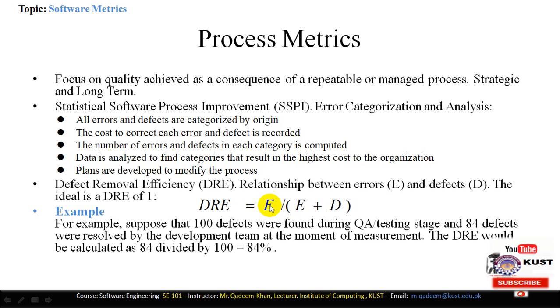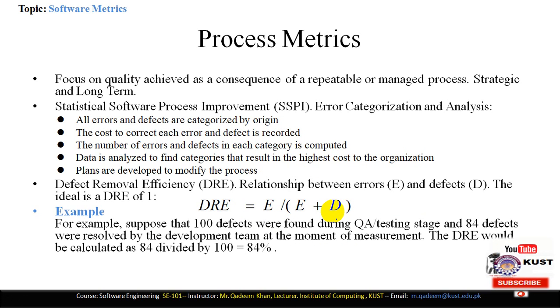For example, 10 errors, so 10 divided by 0 plus 10, it means that errors are corrected, and now they are defects. So that means defects are those faults which are encountered while using the project, while errors are those faults which are notified while developing the project. So errors will be fixed, but when the project is launched into the market, then these errors are called defects.